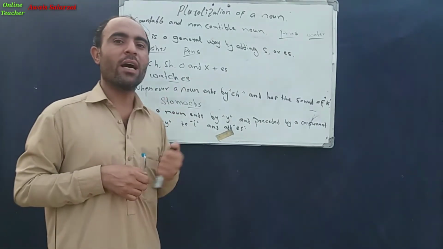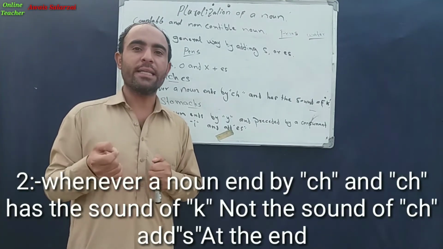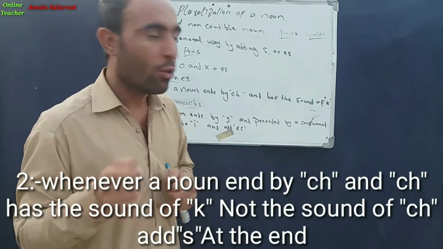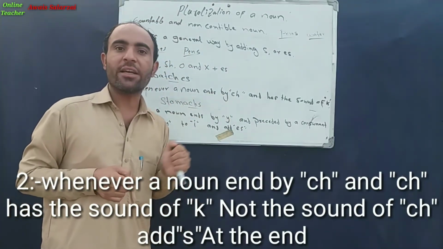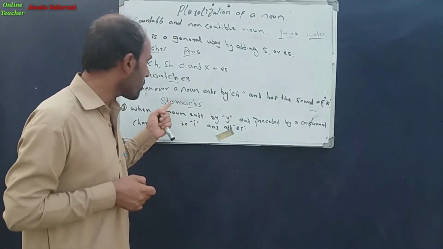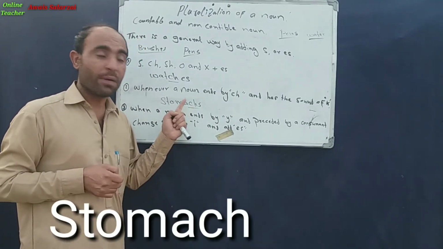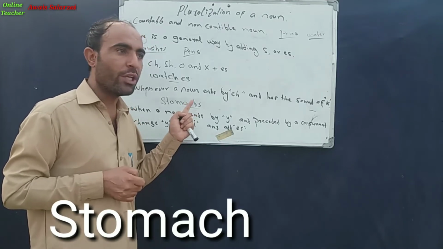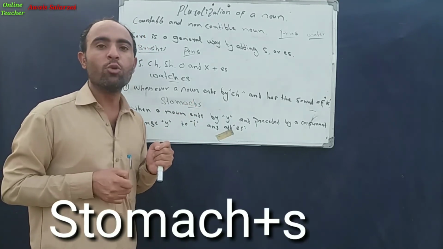And rule number two: whenever a noun ends with ch and the ch has the sound of k, not the sound of ch, we just add s at the end to make it plural. For example, stomach. It ends with ch, but here it has the sound of k, not the sound of ch, so we just add s to make it plural.